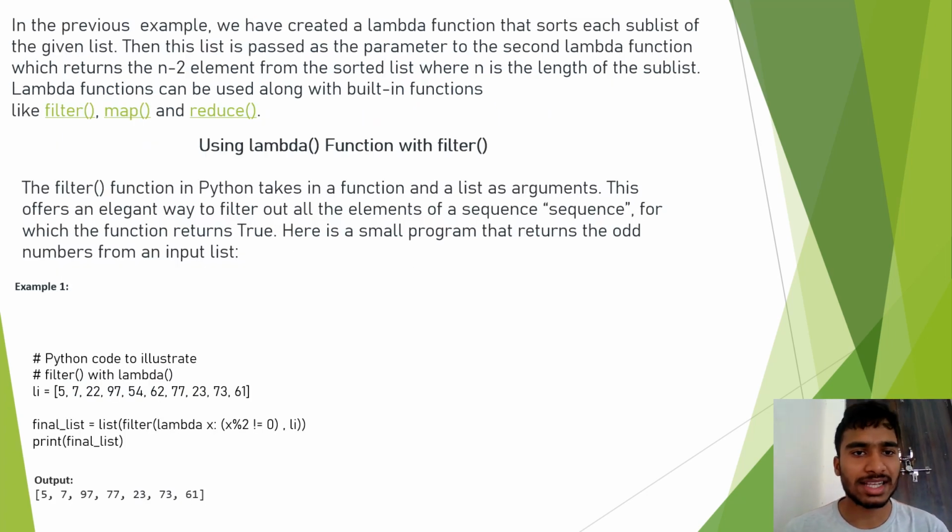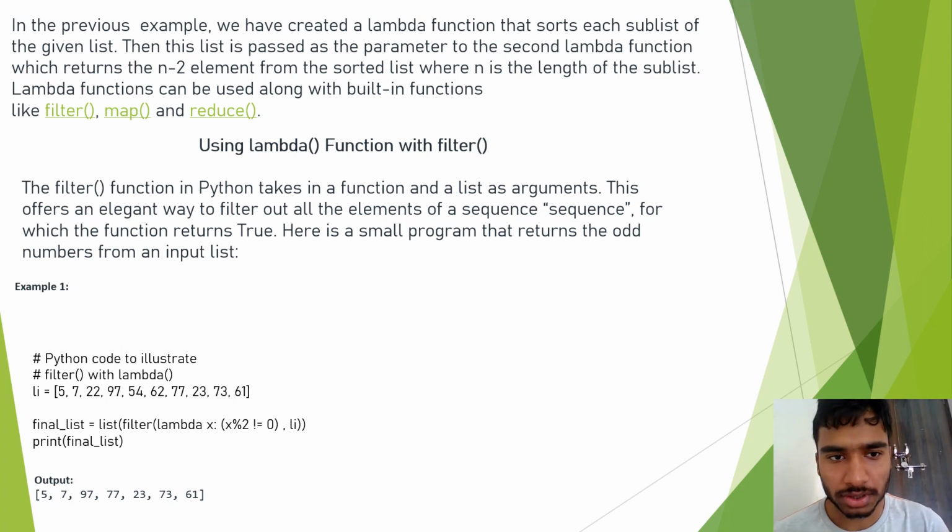In the previous example, we created a lambda function that sorts each sublist of the given list. Then this list is passed as the parameter to the second lambda function, which represents the n-2 elements from the sorted list, where n is the length of the sublist. Lambda functions can be used along with built-in functions like filter, map, and reduce.